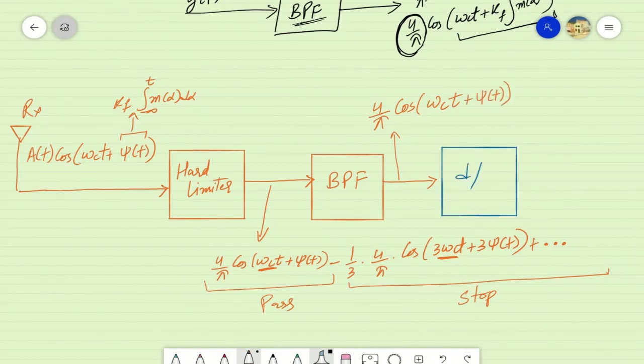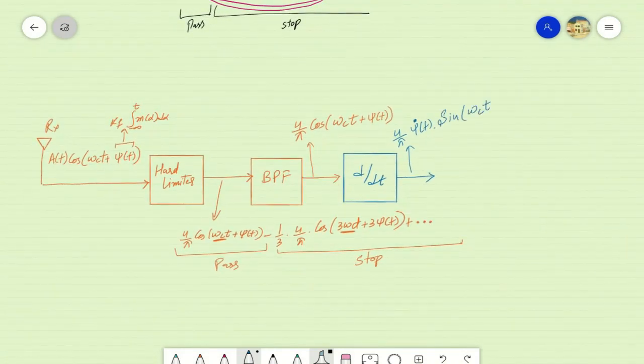Then we can pass the signal through the derivator, which, as we have discussed earlier, will translate the variations of its frequencies over to its peak amplitudes. After passing it through the derivator, we will obtain a signal which will have some representation of the information signal on the peak amplitudes as well as on its frequencies.